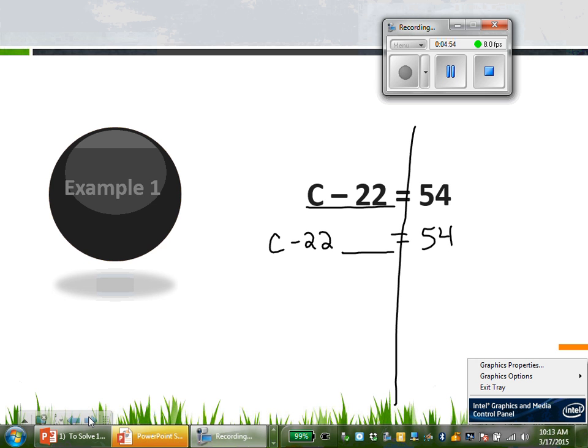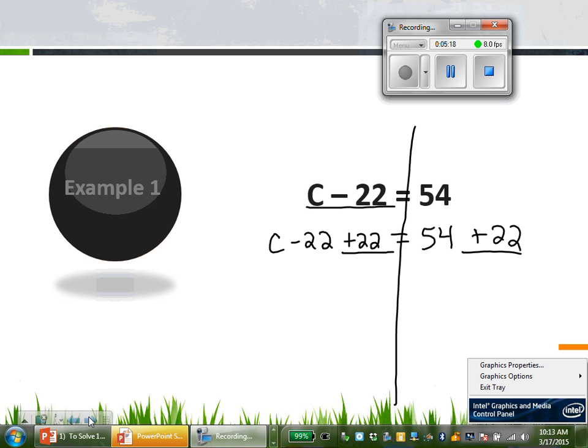Equals 54. Everybody understand? I rewrite this, and on the end of it, I write plus 22. Then I rewrite the 54, and on the end of it, I write plus 22. What do I do to one side, I do to the other. So it's the same thing, except instead of writing it underneath, I write it sideways. Okay, it's the same thing. It's going to feel weird for a little while, but you'll get used to it.